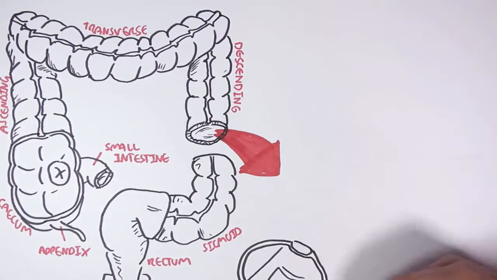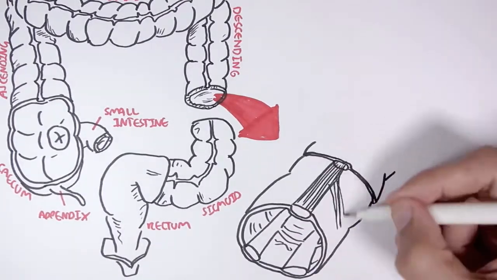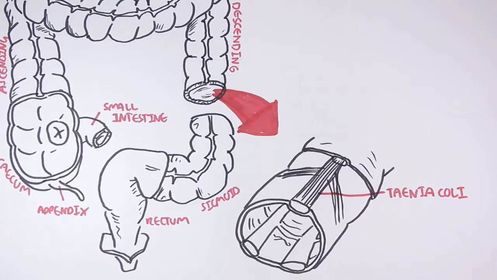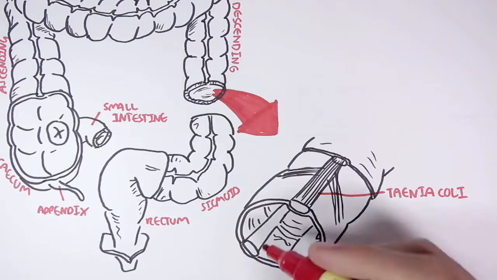Let's take a section of the colon. These three longitudinal fibers that run along the colon are called taeniae coli. The taeniae coli runs along all segments except the rectum.